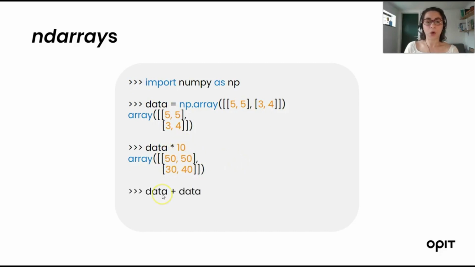But we can also perform operations between two arrays. Here we just add the data array to itself, and what we get as a result again is an array, a two-dimensional one, where each element in it is the element-wise addition of the elements in the two arrays that we are adding together. The way NumPy works on mathematical operations will be covered in the next video.